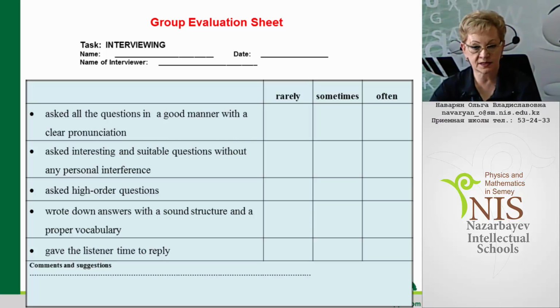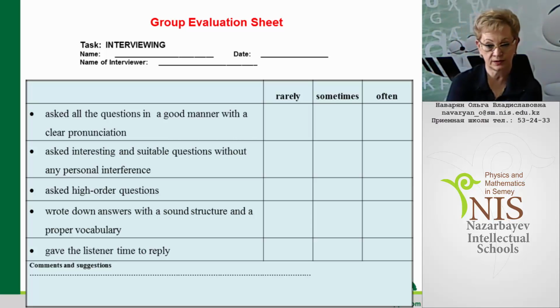For group assessment, you should use such an evaluation sheet as you can see on this slide. I've decided to put dots as: asked all the questions in a good manner, with clear pronunciation, asked interesting and suitable questions, without any personal interference, asked high-order questions, wrote down the answers with proper vocabulary, and gave the listener or the listeners time to reply.